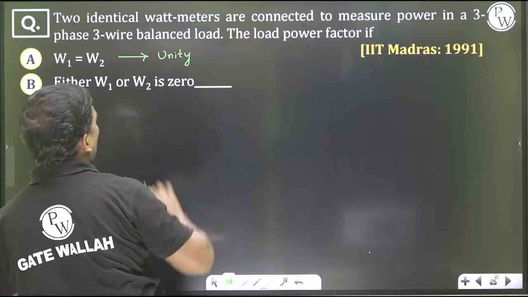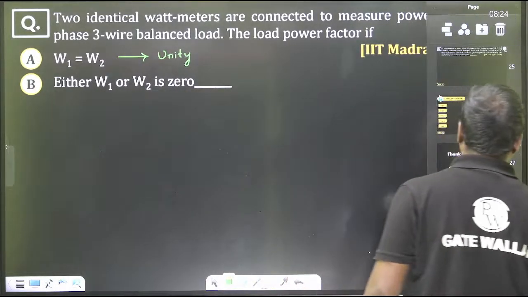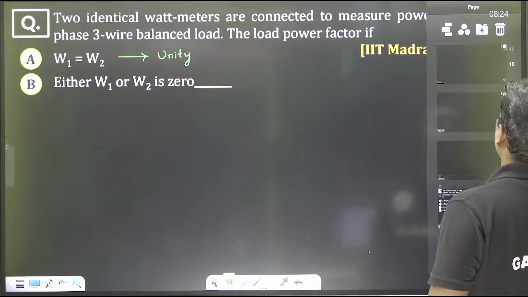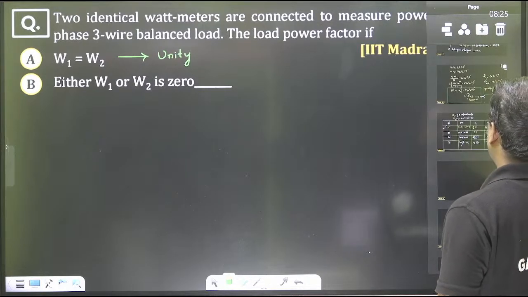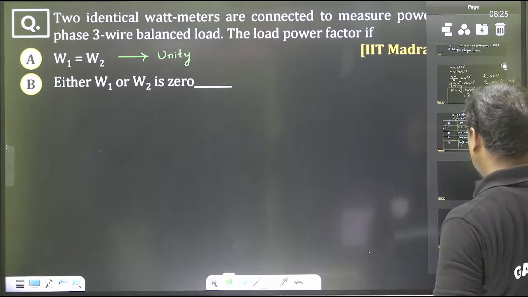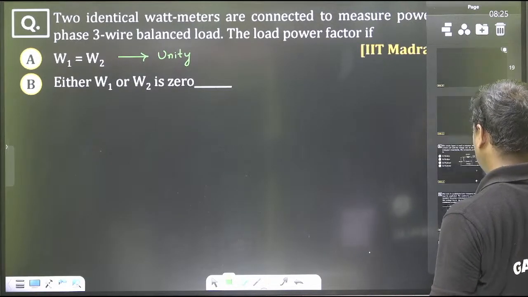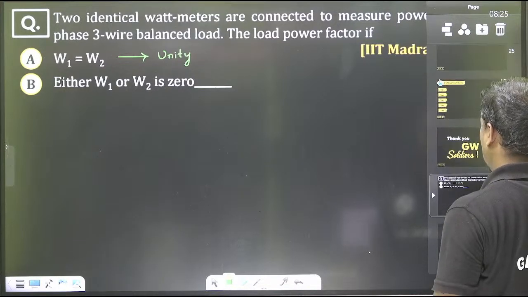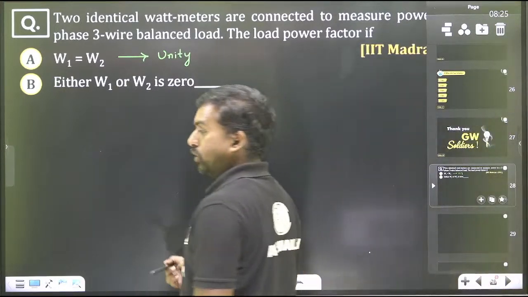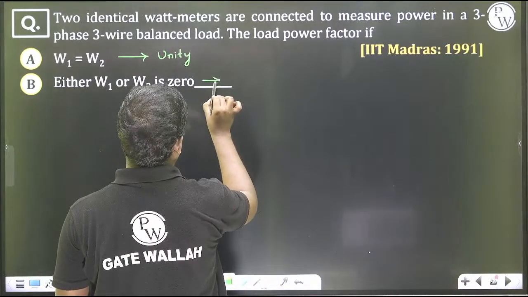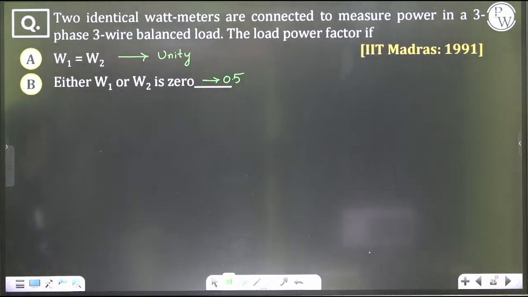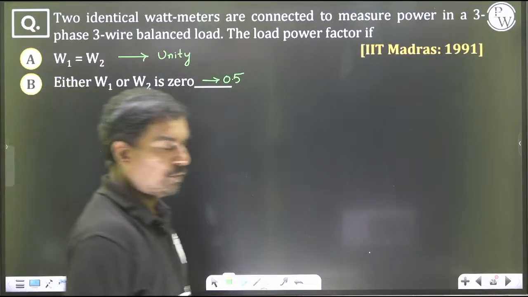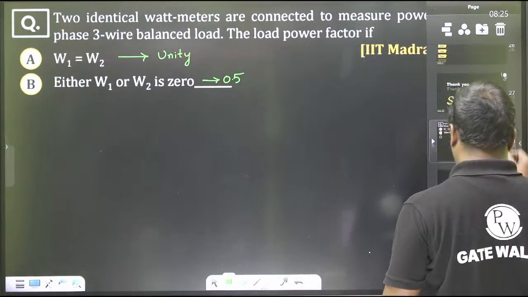Either W1 or W2 is 0, that is, any one of the wattmeter readings is 0. When does that happen? Any one of the wattmeter readings being 0, when does that happen? When the power factor is 0.5, at 60 degrees. Okay, so take it as 0.5. Got it? Chalo, let us go for the next question.